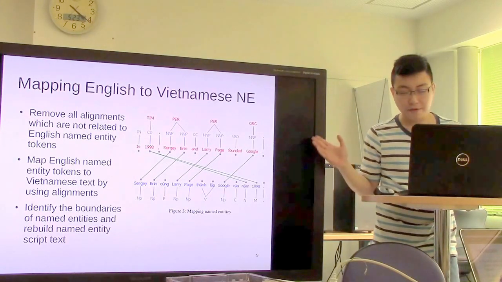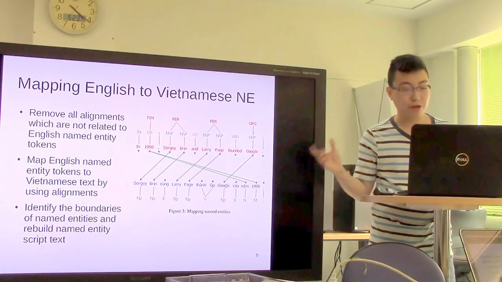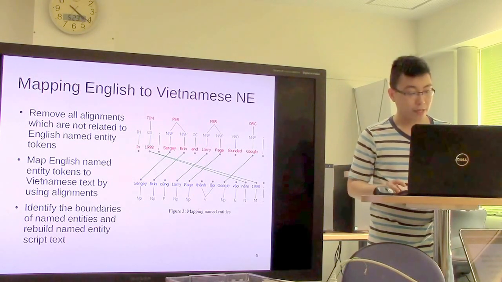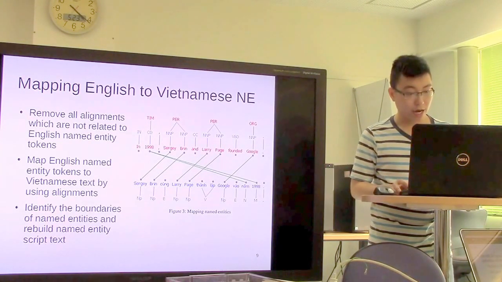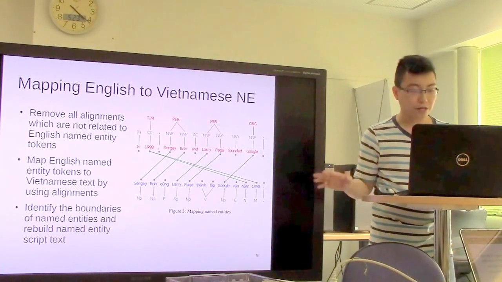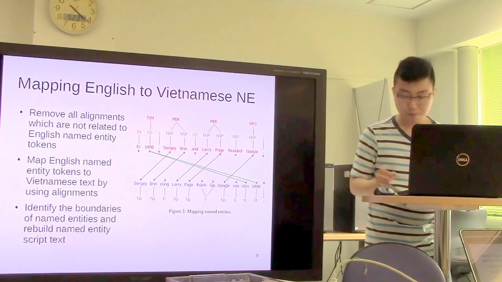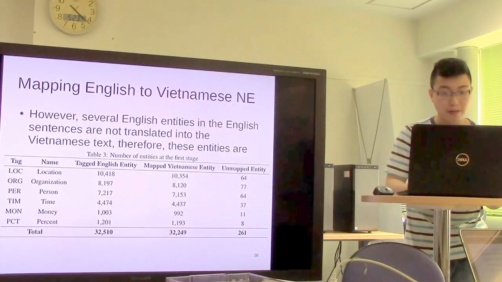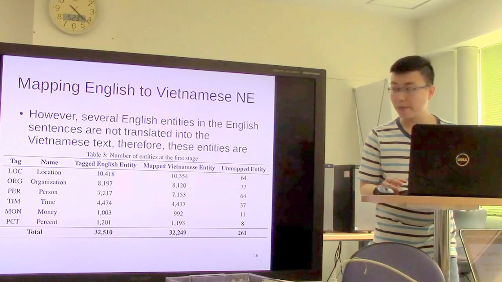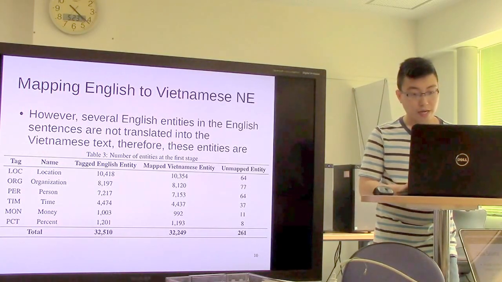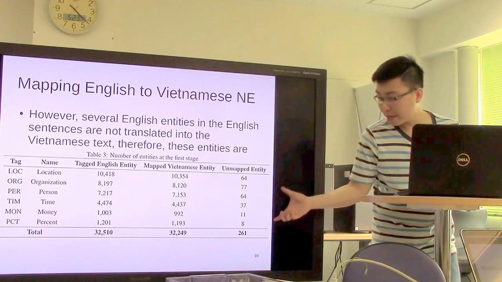Mapping English to Vietnamese named entities. As you can see in the figures, first we have to remove all the elements which are not related to the English named entity tokens. Then they map English named entity tokens to Vietnamese text by using alignments. And finally, they identify the boundary of the named entity and review the named entity tag set. However, several English entities in English sentences are not translated into Vietnamese text. Therefore, they have to unmap those named entities.